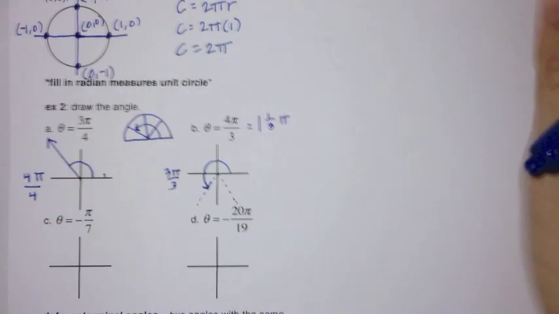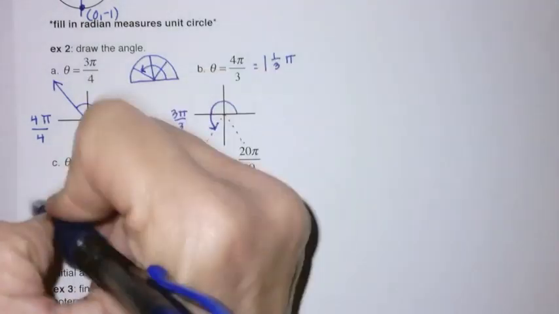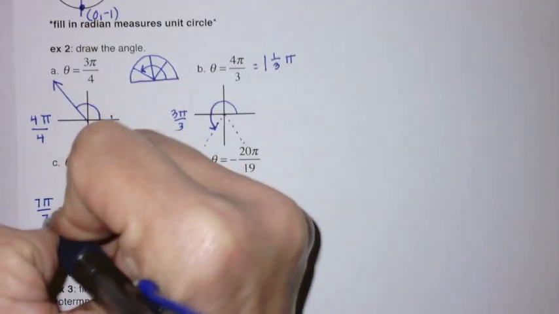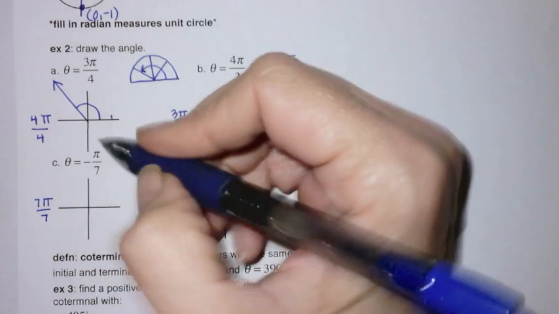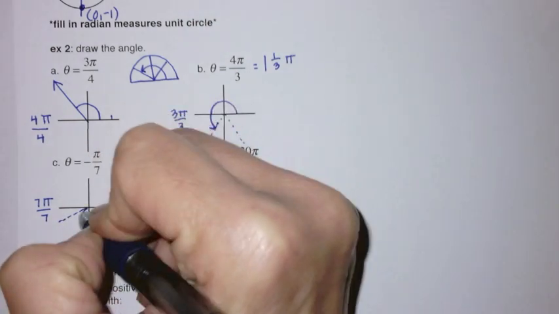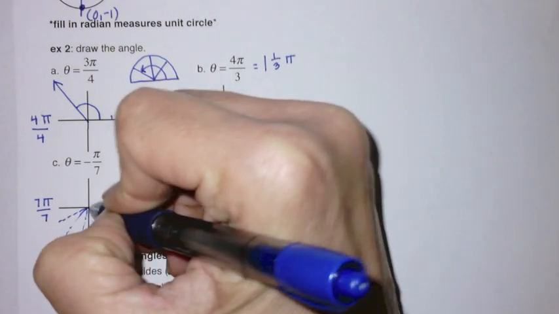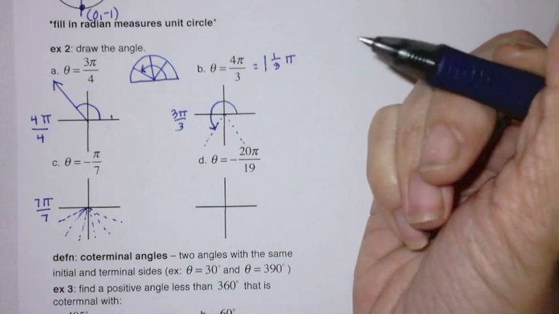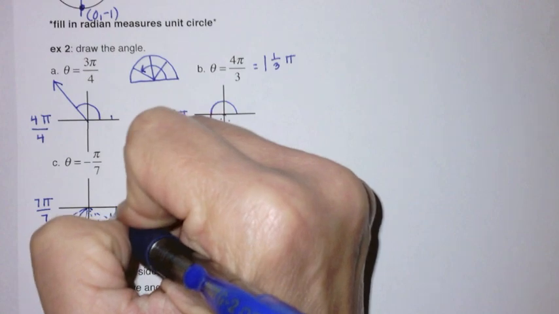For the next one, negative pi over 7, that's weird because it's sevenths and it's negative, so I'm going to be starting down. So this would be 7 pi over 7. That's just going to help me. That means I would need to divide this into 7 equal pieces, which isn't super easy to do. 1, 2, 3, 4, 5, 6, and 7, hypothetically. You don't have to do this every time, you can just eyeball it, but it's going to go like that right there.